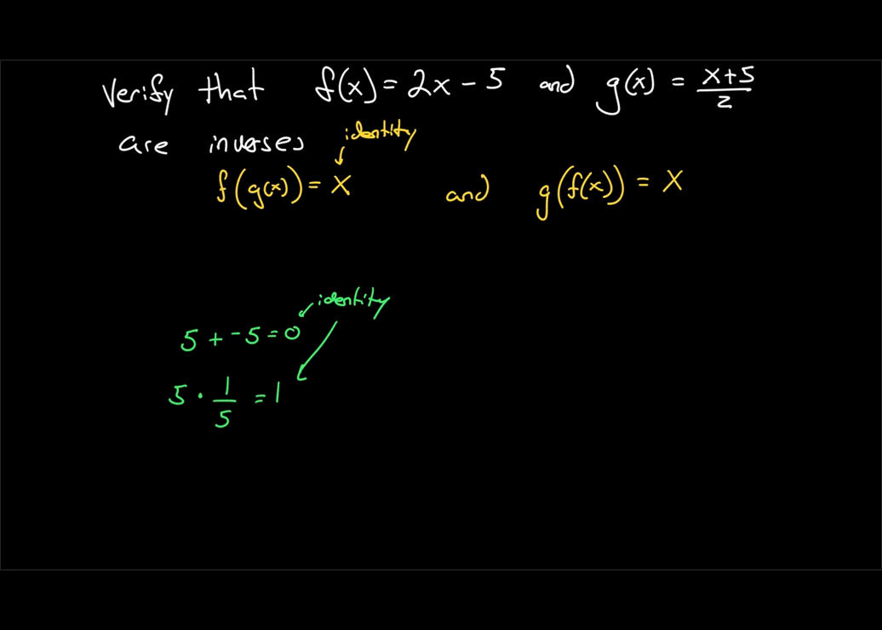Now, the reason why we have to do this for both f of g and g of f is the fact that composites of functions are not commutative. The order actually does matter. So unlike negative 5 plus 5 and 5 plus negative 5, which are always going to be the same thing, f of g and g of f are not necessarily going to give you the same thing. So we're going to have to check both f of g and g of f to see if we get x. And if we get x on both of them, they are inverses.